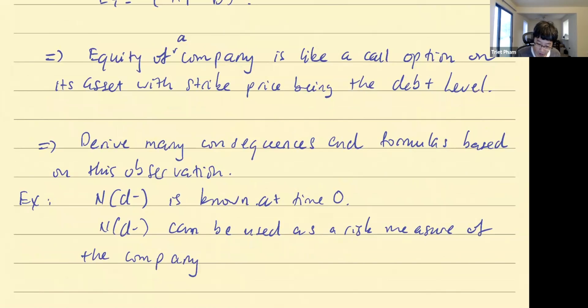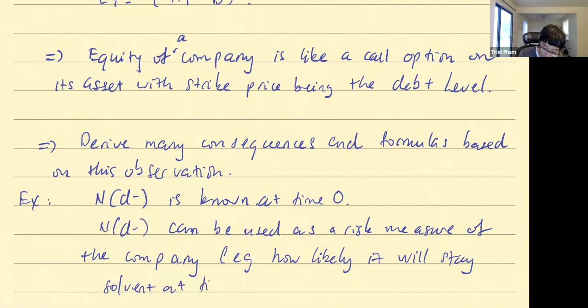For example, how likely it will stay solvent at time big T. That's valuable information to an investor, maybe for the bond investor more than the equity investor, because you want to know how likely your bond will be defaulted or not.